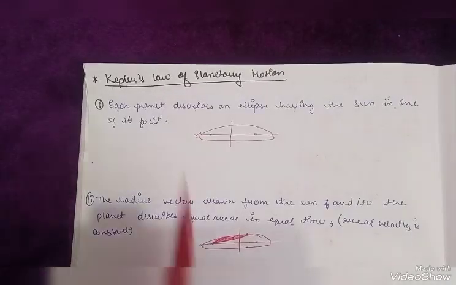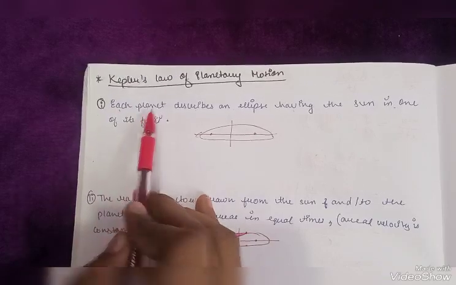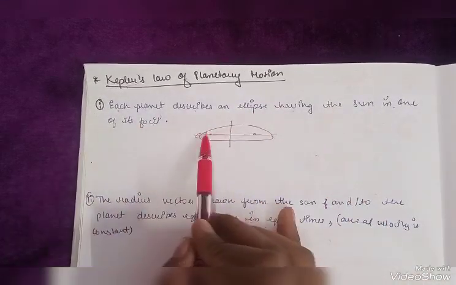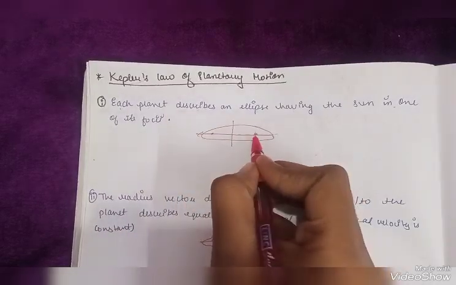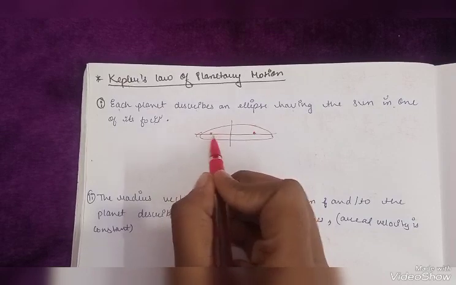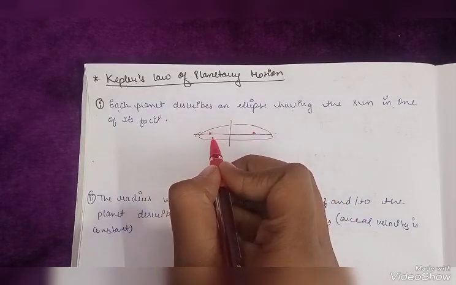Kepler's law of planetary motion. The first law is each planet describes an ellipse having the sun at one of the foci. These are the foci of the ellipse, and the sun is on one of the foci. It's never on both of the foci, it's one at a time.